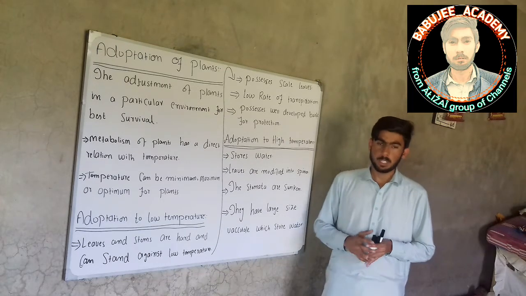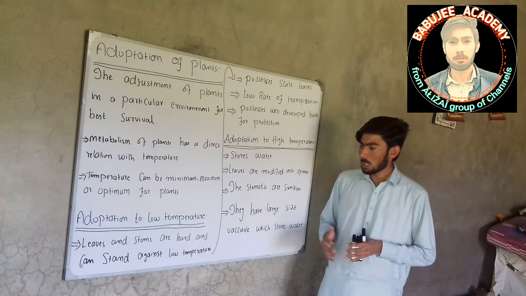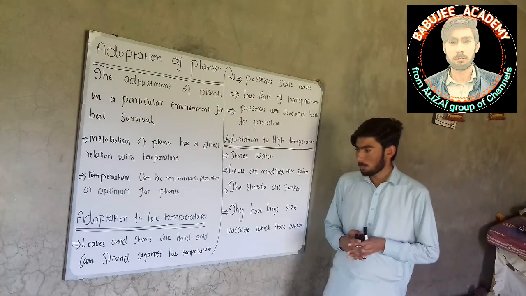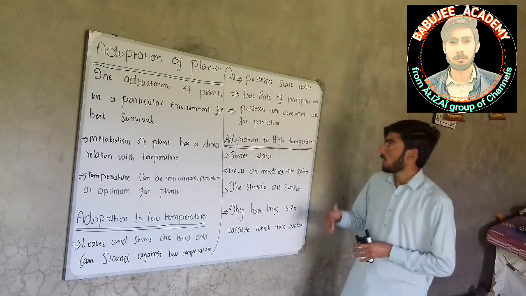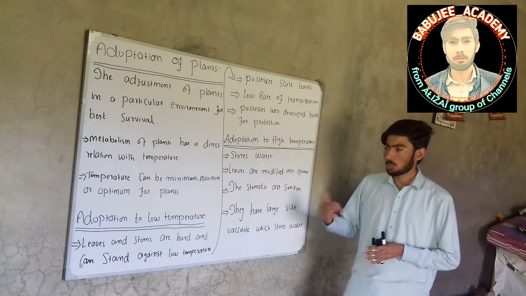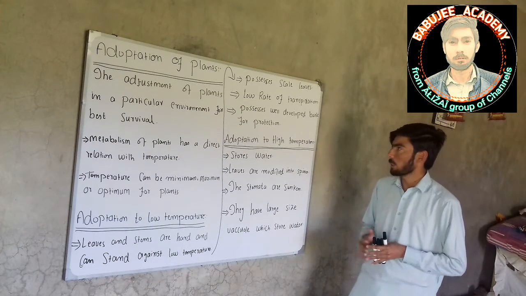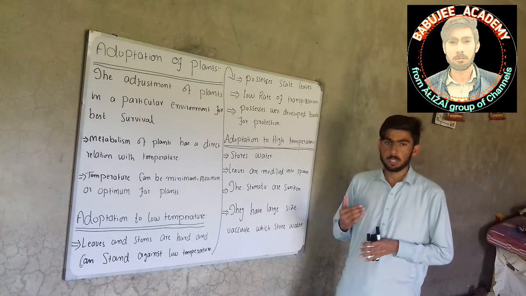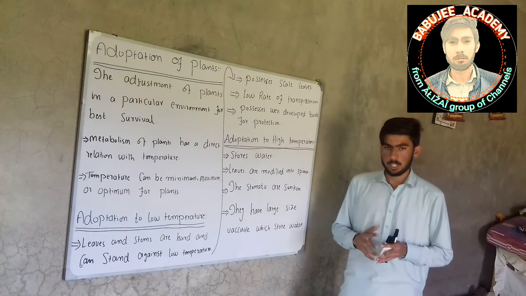Now what adaptation do plants make to low temperature? Leaves and stems of plants are hard and can stand against low temperature. Plants possess scale leaves in order to adapt themselves to low temperature. They have a low rate of transpiration, in order to retard cooling. They also possess well-developed bark for protection.